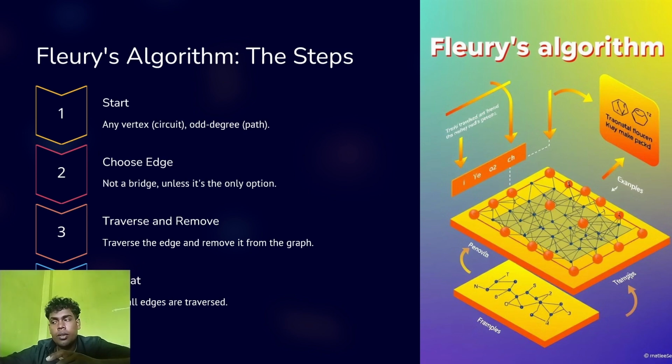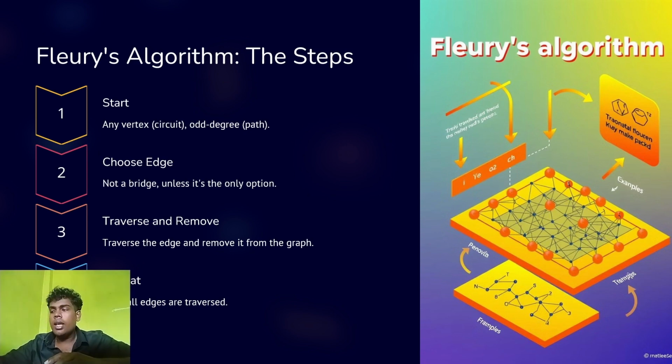Then the third step is to traverse the edge and remove it from the graph. And the fourth step is to repeat until all edges are used, ensuring the graph remains connected.